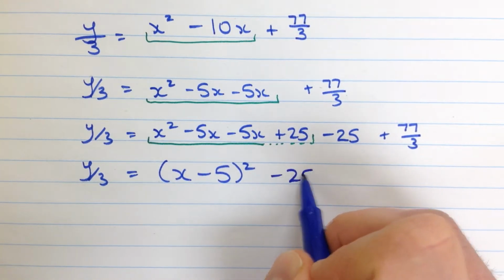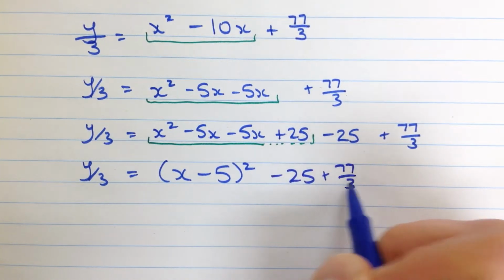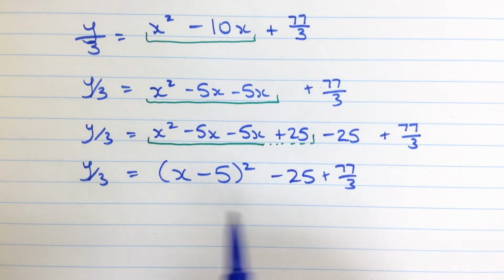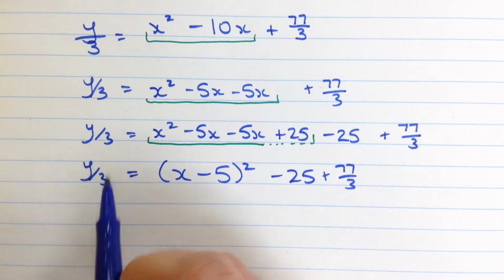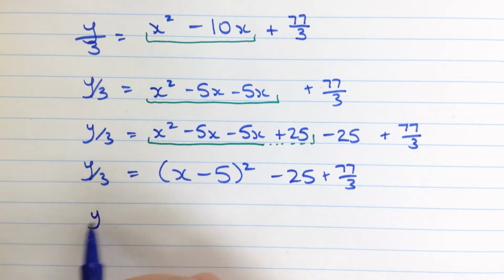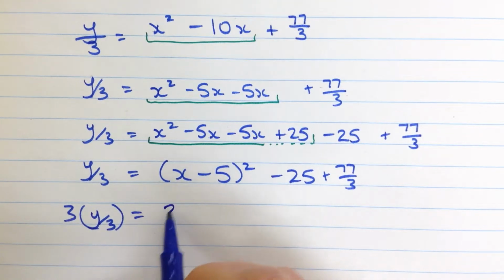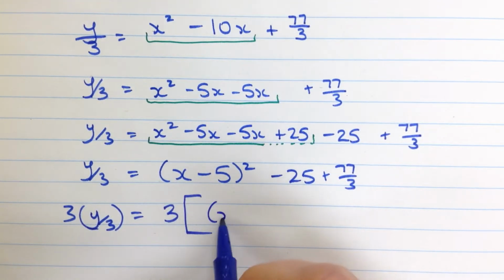Now I've got a minus 25 and a plus 77 over 3. If those were nice integers, I could combine them. If they're not, I'm going to leave that for now, because over here, see this y over 3? I'm going to multiply now both sides of my equation by 3. Do it in big brackets here.